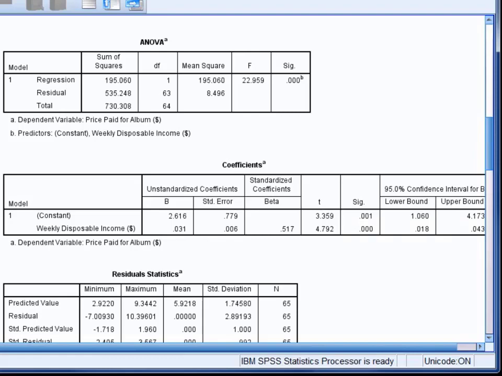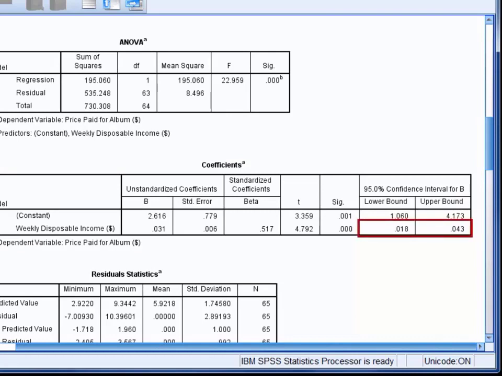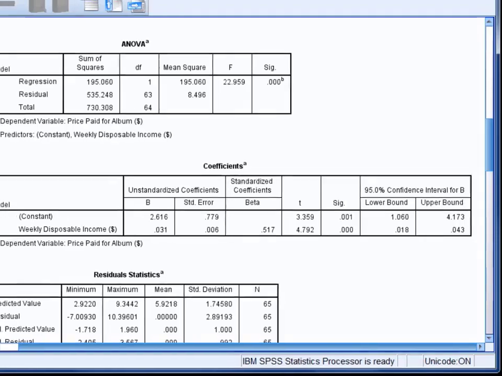It has predictive utility. Now the confidence interval around this unstandardized regression coefficient stretches from 0.018 to 0.043, so from 1.8 cents to 4.3 cents. Beta, or the standardized regression coefficient for disposable income, is 0.517. And this tells us that for every standard deviation increase in weekly disposable income, we would predict a 0.517 standard deviation increase in price paid.